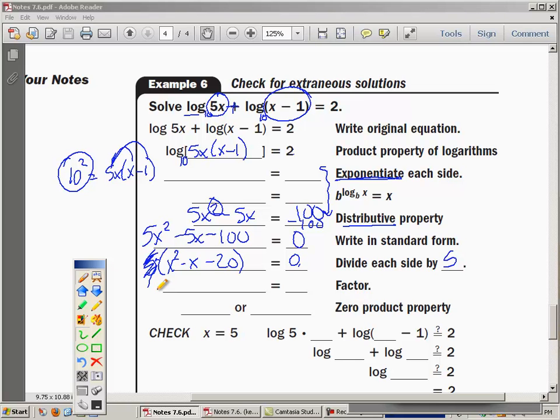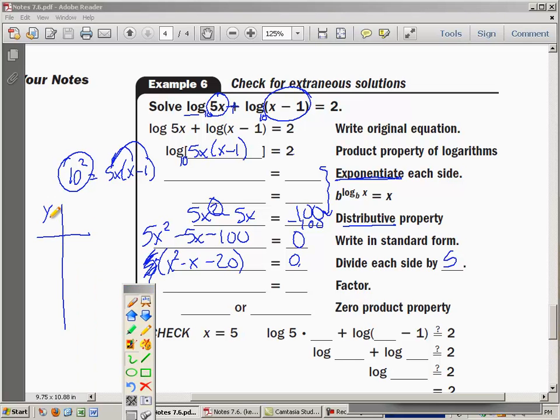I want two numbers that multiply to negative 20 that add to negative 1. Well, two numbers that multiply to negative 20 that add to 1 are 4 and 5. To get negative 20, I need 4 and negative 5. And so the factored version of this is x minus 5 and x plus 4. And so the product of those two things is equal to 0. So my zeros are then x equals 5 or x equals negative 4.